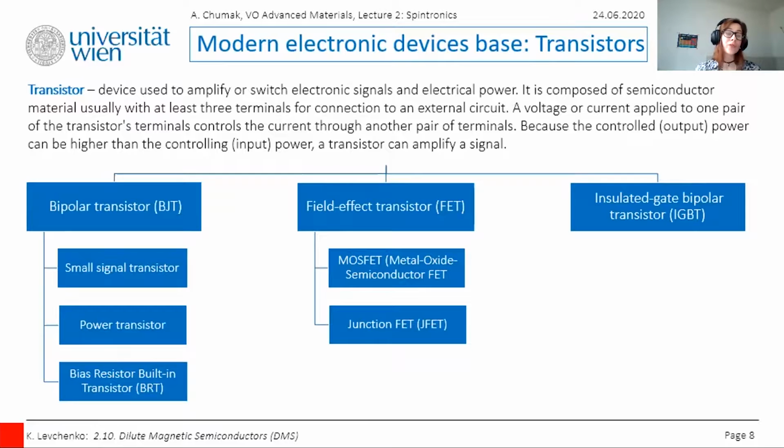And now we're moving forward to another building block of today's electronics. These are transistor devices that also take advantage of the p-n junction phenomena. A transistor is a semiconductor device used to amplify or switch electronic signals and electrical power. It is made of semiconductor material, usually with at least 3 terminals for connection to an external circuit. A voltage or current applied to one pair of the transistor terminals controls the current through another pair of terminals. Because the controlled output power can be higher than the controlling input power, the transistor is amplifying.